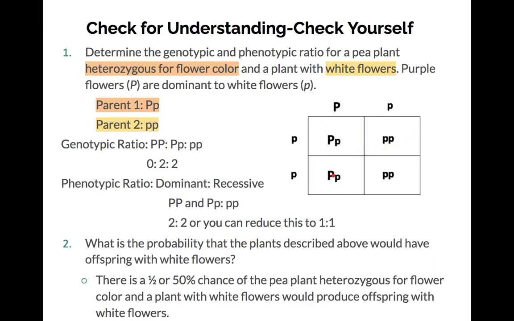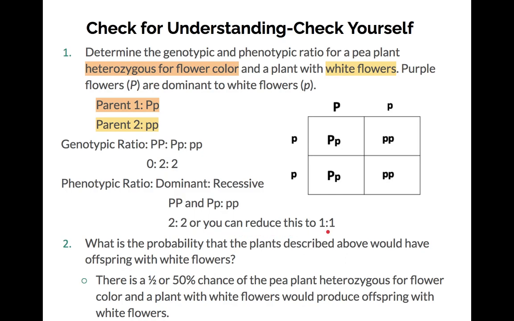So from this, our genotypic ratio would be 0 to 2 to 2. We had 0 combinations of homozygous dominant, 2 heterozygous, and 2 homozygous recessive. Our phenotypic ratio, again, is just the number of dominant to recessive. So for here, we had 2 dominant to 2 recessive. So 2 to 2, or we could reduce that to 1 to 1.